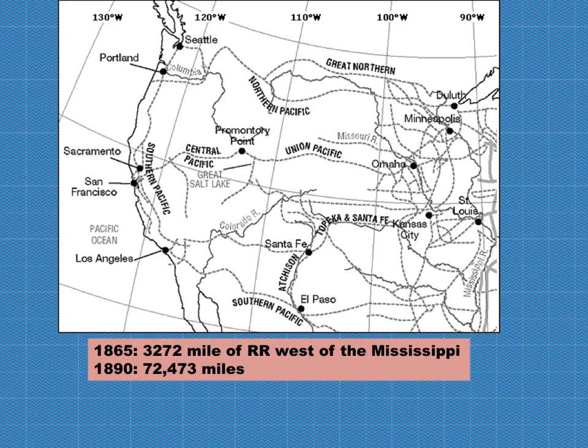At the end of the Civil War, there were only 3,272 miles of railroad west of the Mississippi. By 1890, there were 72,000 plus miles of railroad. And this spurred settlement and economic development that came with settlement. In the decade following the Pacific Railroad Act, Congress gave railroads 170 million acres, worth over $500 million.